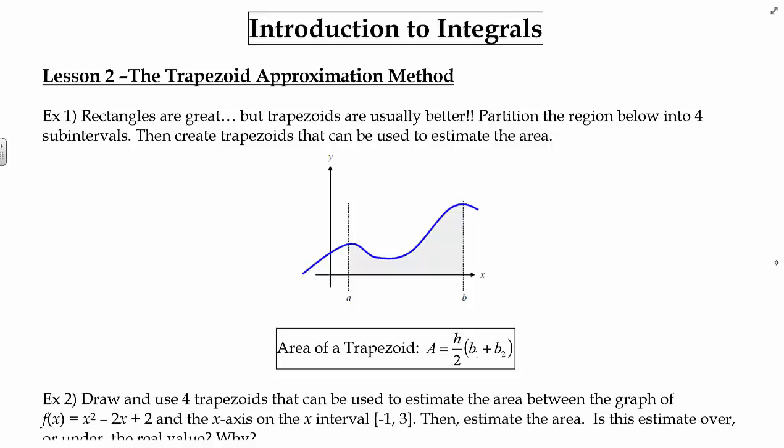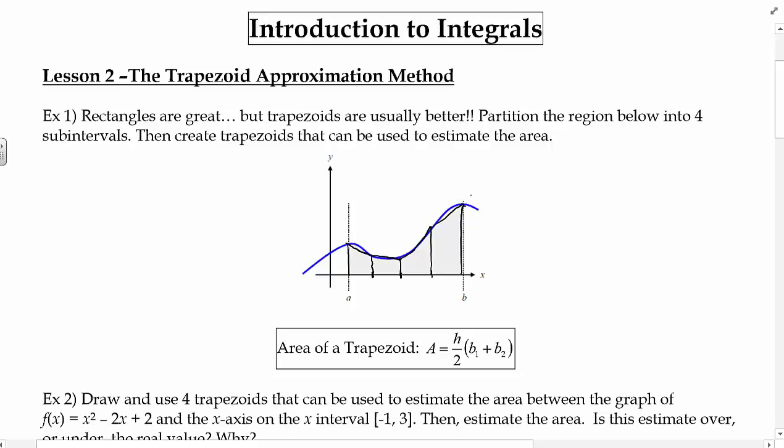So if I take this region right here and I want to draw in some trapezoids, I am going to partition this into 4 subintervals like so. And when I partition it, here's how you make these trapezoids: you draw in each of your heights at each value of the partition, and then you just connect the endpoints. So I'm going to put one thing there, one thing there, one thing here, and one thing there.